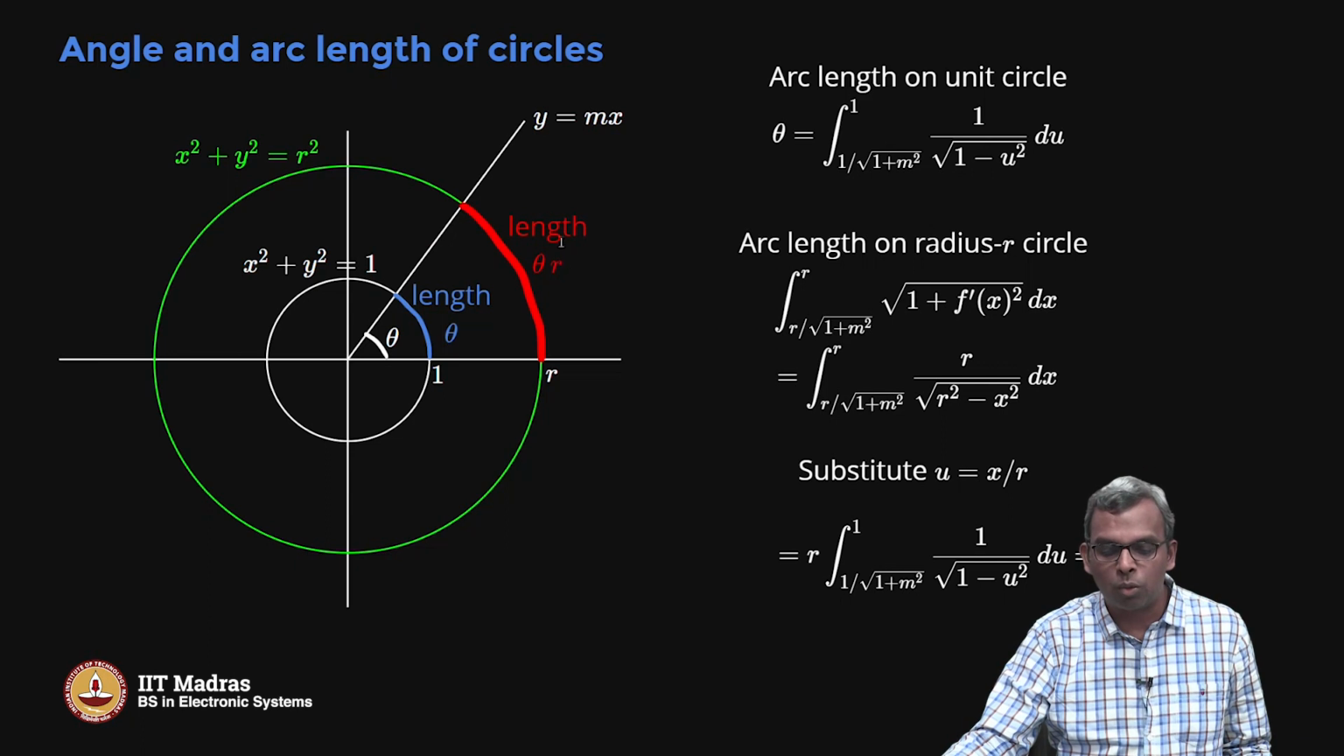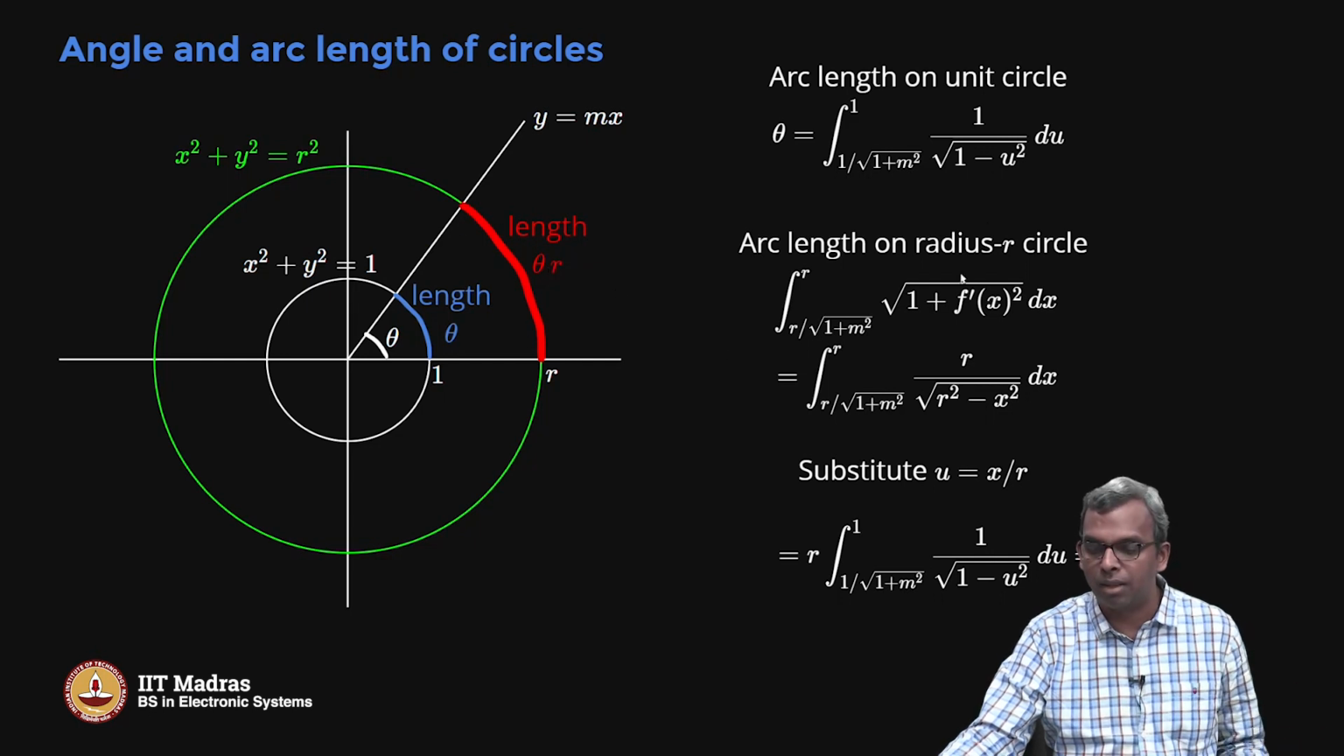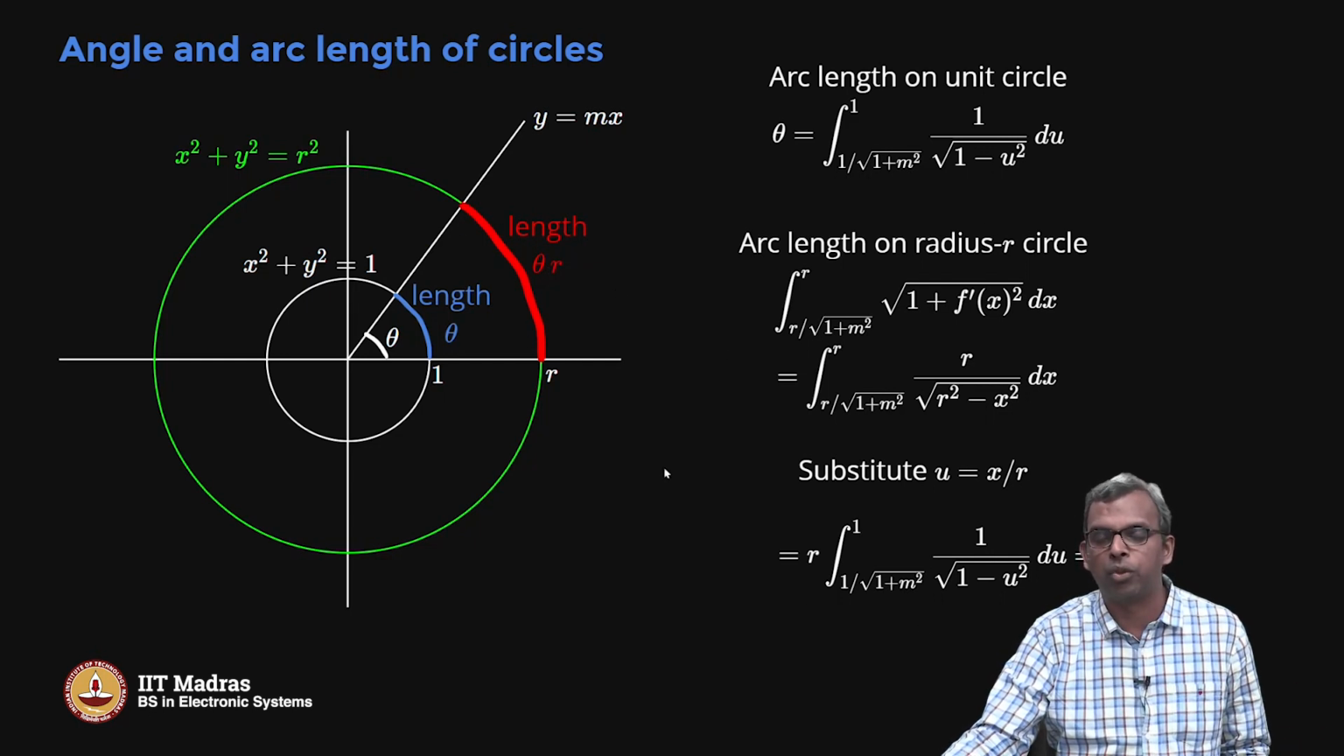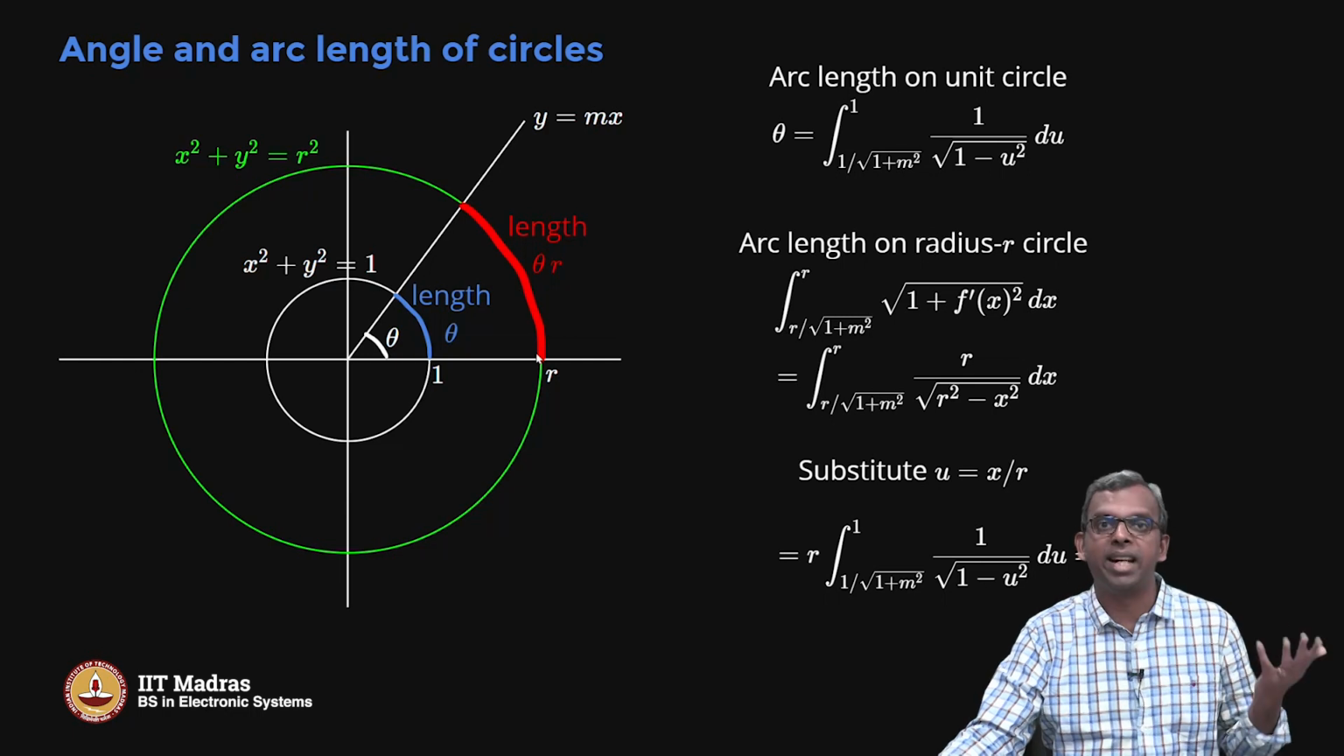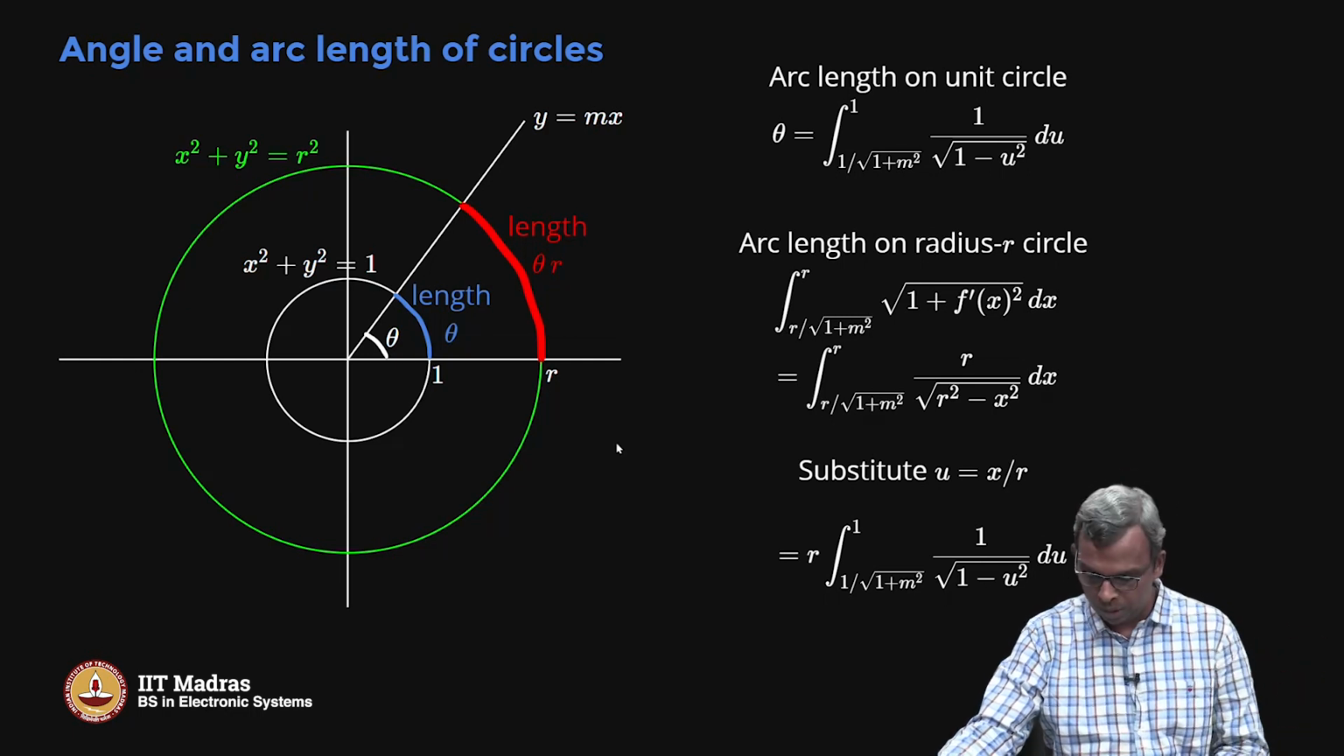So, this is what I meant by saying it does not matter what circle you take, you can keep it as arbitrary. We have taken theta to be the arc length on the unit circle. The arc length on any other circle is simply theta times r, and here is a sort of proof for that using integration. So, this is a nice thing to remember. Once you know the angle, you know the arc length for any radius, it is simply theta times r.